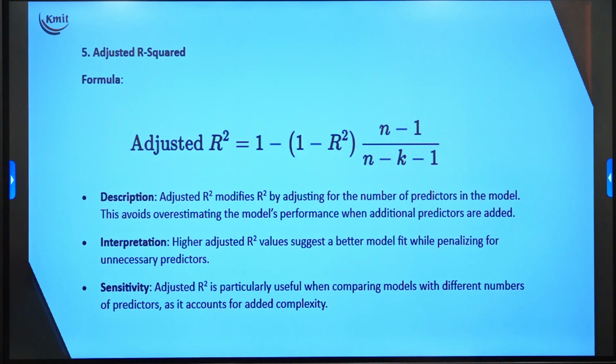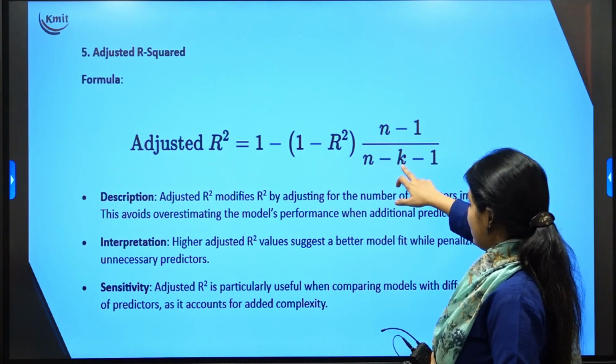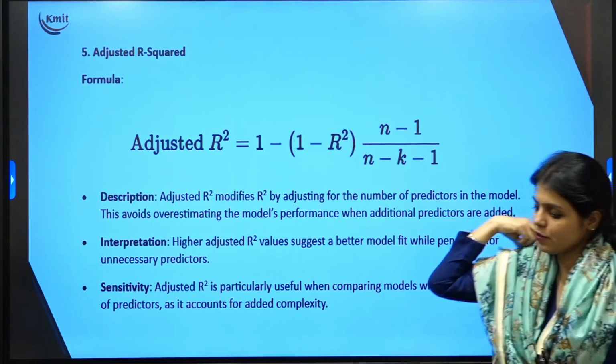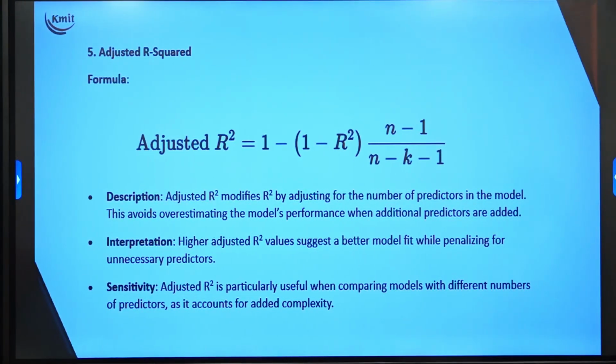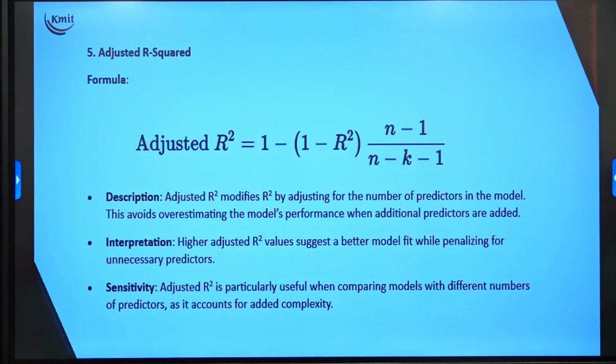Okay. Next one is adjusted R square method. So adjusted R square method actually modifies the basic R square method by adjusting the number of predictors in the model. As you can see here in the formula, we use one value K. This is a predictor value that we use, which will actually adjust the number of coefficients that we take, which will affect the performance of the model.